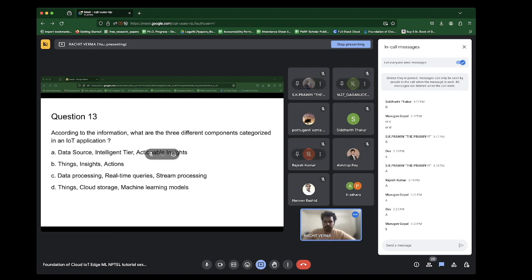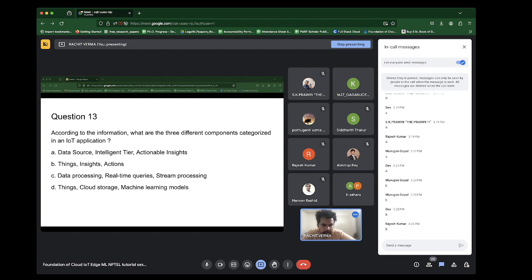According to the information, what are the three different components categorized in an IoT application? Is it A, data source, intelligent tier, actionable insights, things? Option A. Okay, just a second. Is it B, things, insights, actions? Is it C, data processing, real-time queries and stream processing? Or is it D, things, cloud storage and machine learning models?